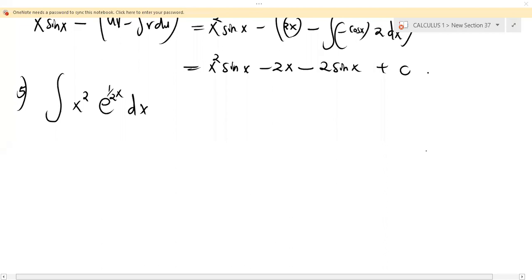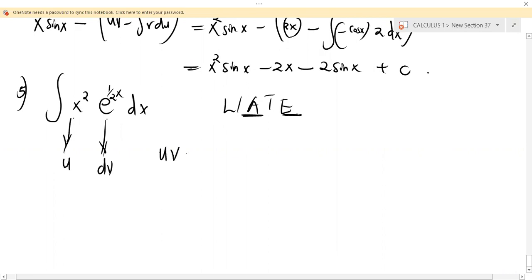So for this particular question, this is how you go about it. If you're using Liate to help you know which function you're choosing as your first one and the second one, this is an algebraic function and this is an exponential function. As you can see, algebraic comes before exponential. So let this one be your u and let this one be your dv. Then the formula is uv minus integral of v du.